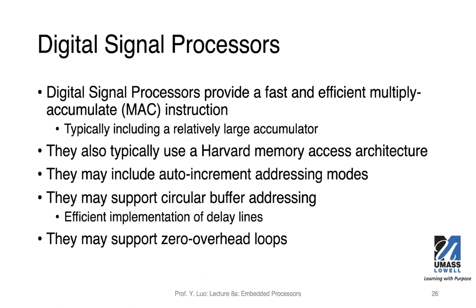So DSPs, digital signal processors, provide fast and efficient multiply-accumulate instructions. Typically they include a relatively large accumulator to accommodate the multiplication result. Also, they use the Harvard memory access architecture, which I'll explain later. Harvard architecture really means that you have separate program memory and data memory. They also provide ways to automatically increment addresses in addressing modes, so you can quickly get to the next sample without having to specifically increment the pointers to access data in memory. They may also support circular buffers, which give an efficient implementation of delay lines. And they may support zero-overhead loops, when you have such a large number of loops to operate on these samples.